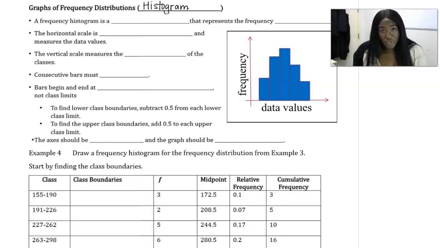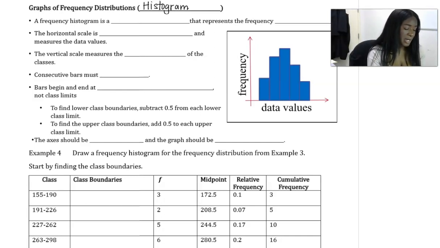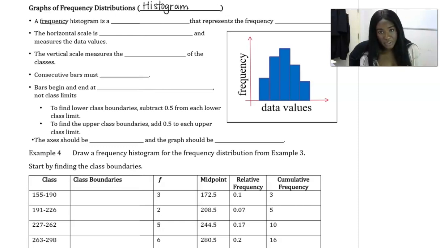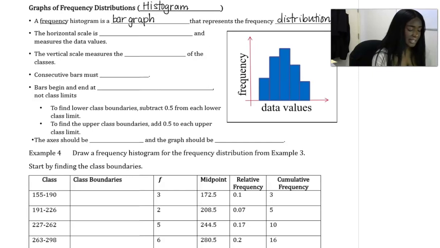So in order to make a histogram, you have to first have broken the data up into classes and counted the frequencies to make the frequency distribution. So I'm using a frequency histogram here. There's different types of histograms that we can see, but typically we'll only be talking about frequency histograms and relative frequency histograms. And frequency histograms, I'll just be calling histograms. So what a histogram is, it is a bar graph that represents the frequency distribution. So it takes the frequency distribution and it displays it to us as a graph.